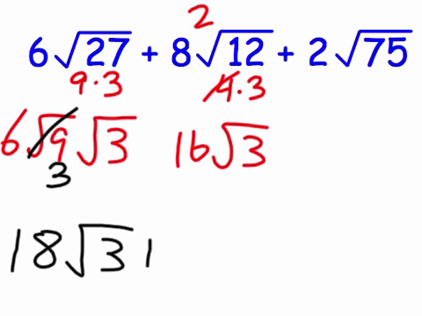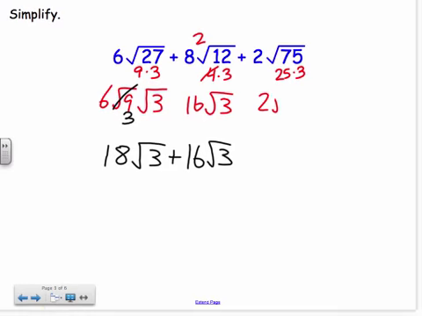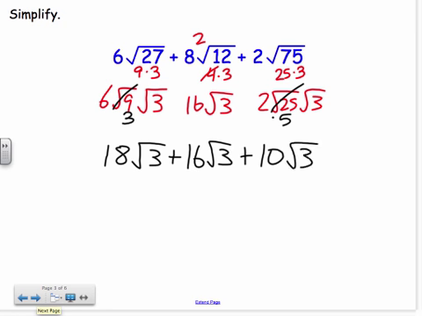I'm going to write that down here. So positive 16 times the square root of 3. I did the shortcut way on that one. I'll do this one the long way. 75, the biggest perfect square factor would be 25. So 25 times 3. And I'll write this one out. So I got 2 times the square root of 25 times the square root of 3. And the square root of 25 is 5. So 2 times 5 is 10. So plus 10 times the square root of 3.